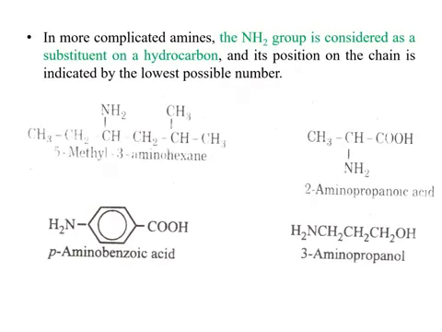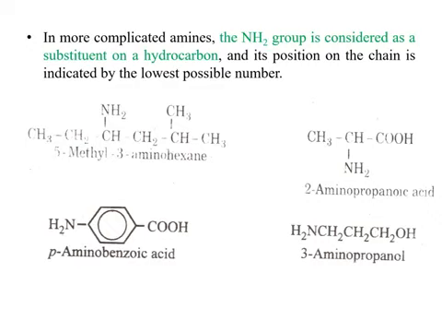In more complicated amines, the NH2 group is considered as a substituent on a hydrocarbon, and its position on the chain is indicated by the lowest possible number, like this one, 5-methyl 3-aminohexane. This is a complicated example, so it's not easy to name this one molecule. That's why amino is taken as a substituent.